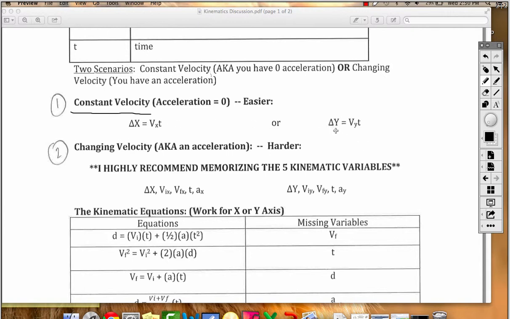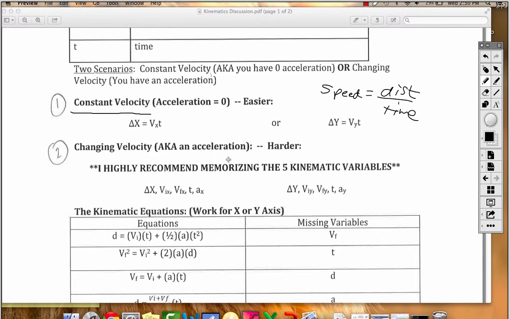Or delta y, which is the displacement in the vertical direction, is equal to velocity times time. Another equation you may be more familiar with is speed equals distance divided by time. That's basically what these are, it's just they're manipulated in a different fashion. Okay. Now that's easier, at least I think.